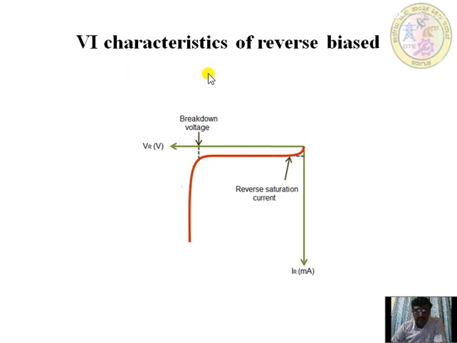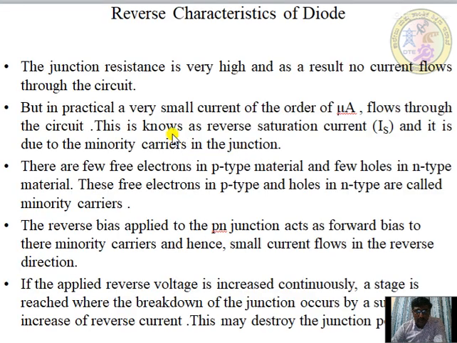Okay, so this is the VI characteristic of reverse bias. See here, the reverse voltage as well as the reverse current, in milliamps and in volts. This is the reverse saturation current, and then there is a sudden flow of current. This point is known as the breakdown voltage. So, the reverse characteristics of a diode. We'll just go through them.